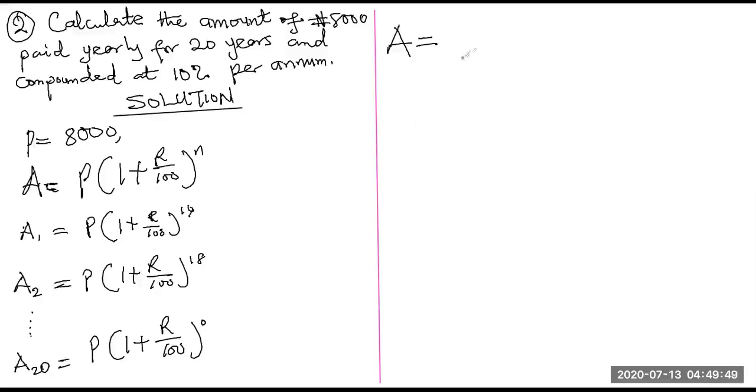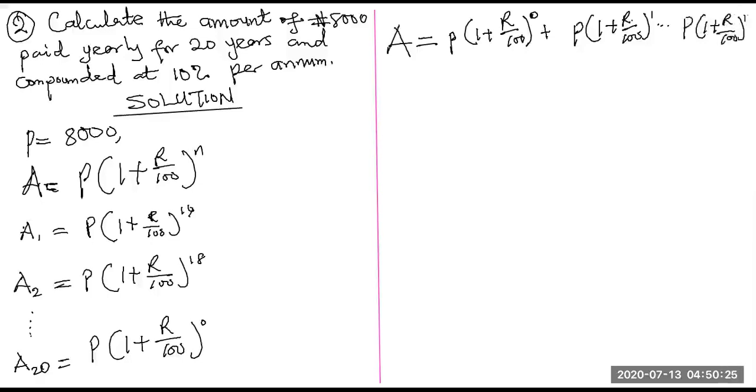So starting from the smallest one, I'm going to have P into 1 plus R over 100 raised to power 0, plus the next one, which is P into 1 plus R over 100 raised to power 1. Of course, the last one, which can be compounded for 19 years, is P into 1 plus R over 100 raised to power 19.